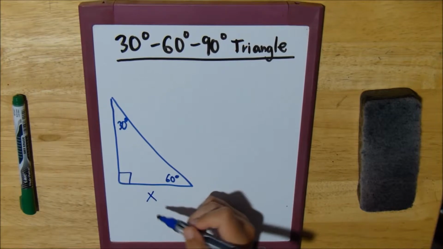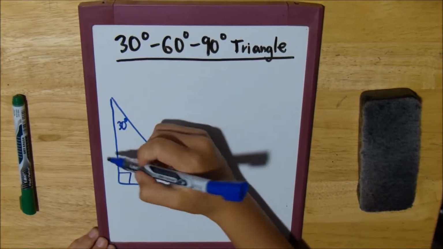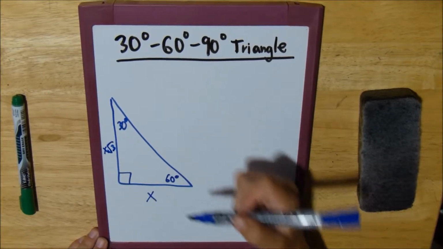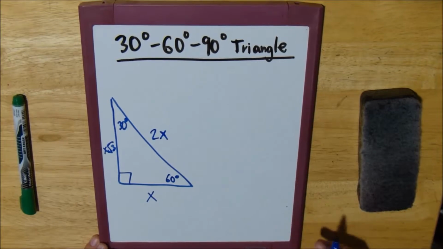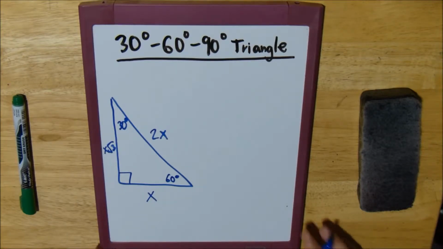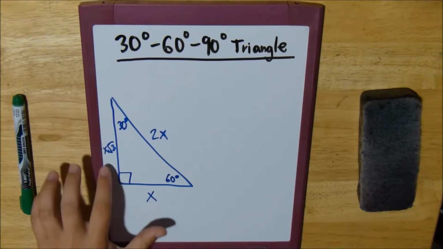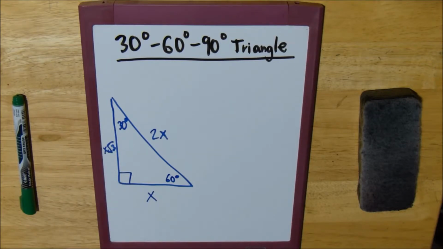The side length across from the 30 is x. The side length across from the 60 is x root 3, and the side length across from the 90 is 2x. Sometimes I confuse the side length across from 30 with the side length across from the 60, so I came up with a sort of way to understand why the side length across from 60 is bigger than the side length across from the 30, right?